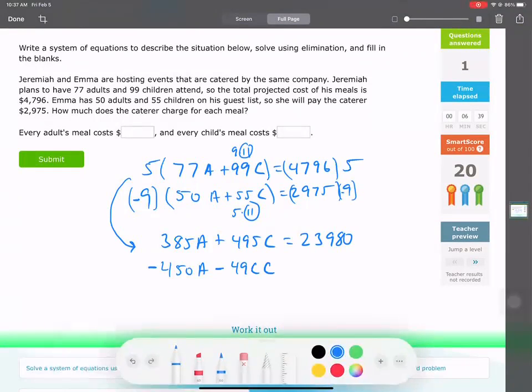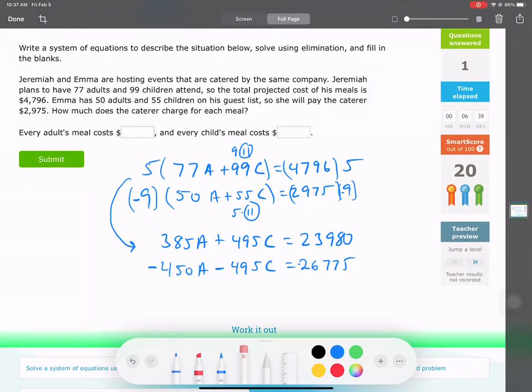Oops. 495C is equal to, and I want to multiply this by 9, 2,975. 2,975 times 9 is 26,775. And I'm going to put a negative there. Sure, these numbers look big, but where did I get these numbers? From a calculator.